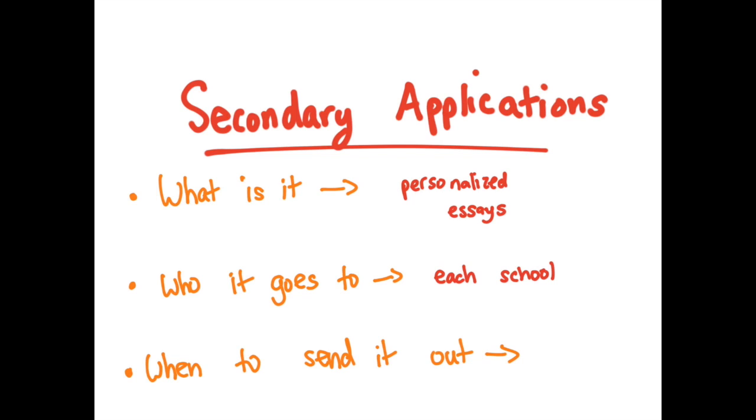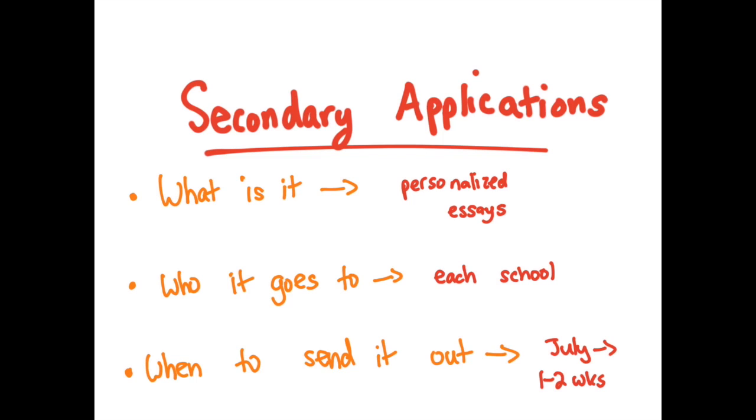So when to send this out? So you're going to start getting these anywhere from July onwards. And the important thing to know is that you want to have a turnaround time for each of these essays of about 1 to 2 weeks. So that means if you get it on July 4th, let's say, within 2 weeks, you want to be returning that essay back to that school.